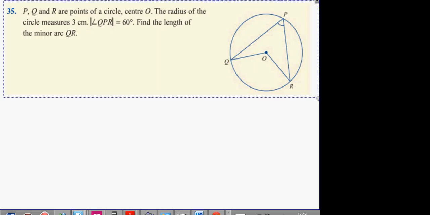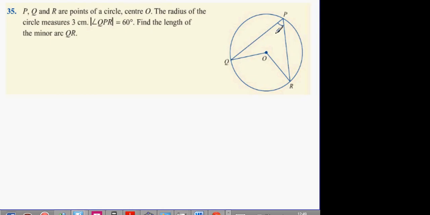Okay. There's a rule from junior cert that when this is 60 degrees, the arc underneath it has to be double that angle, 120 degrees. Okay? So then with 120 degrees, L equals r theta. r equals 3.